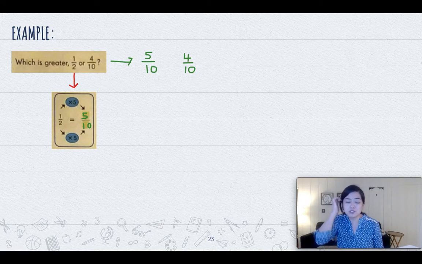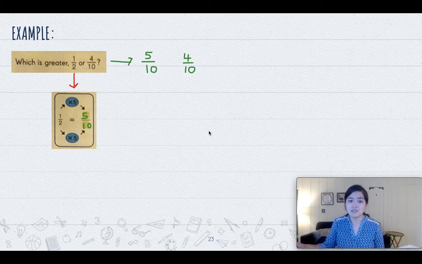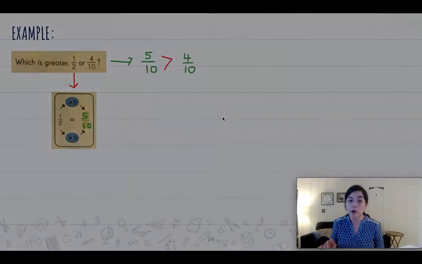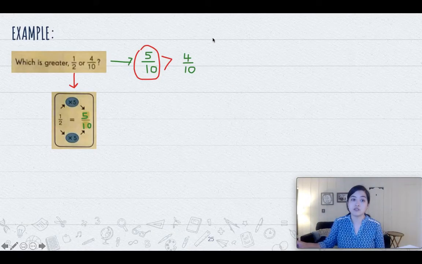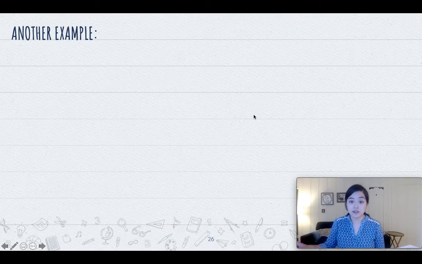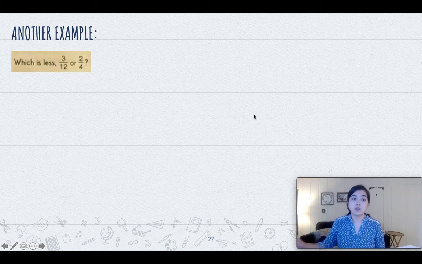Which one's bigger? Which one's smaller now? Now it's easy to compare, right? Because their denominators are the same. 5/10 is bigger than 4/10 because the numerator 5 is bigger than the numerator 4. So 5/10 is greater. In this case, that means 1/2 is greater. Okay. Another example. Which is less, 3/12 or 2/4?